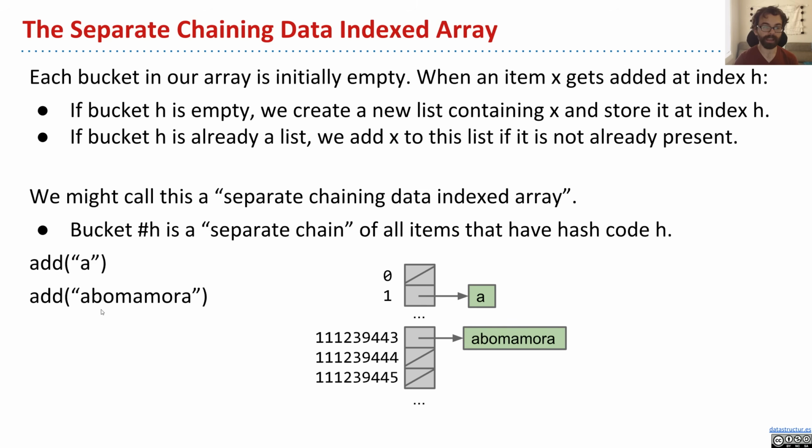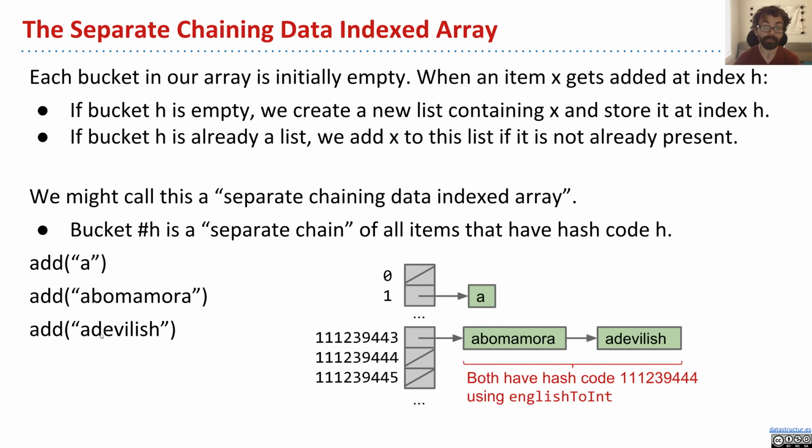Next up, maybe we try and add abomemara. Well, we compute the hash code, we go to that position, and since bucket h is currently empty, we're going to create a new list that contains x and store it there. Now if we go and say add a devilish, well, it turns out to have that same hash code. So we're going to go to that list, so the bucket is already a list. We're going to add x to the end of the list if it's not already present. Or we could add it at the beginning, either way.